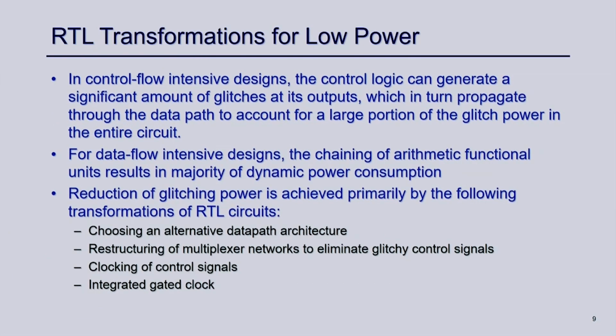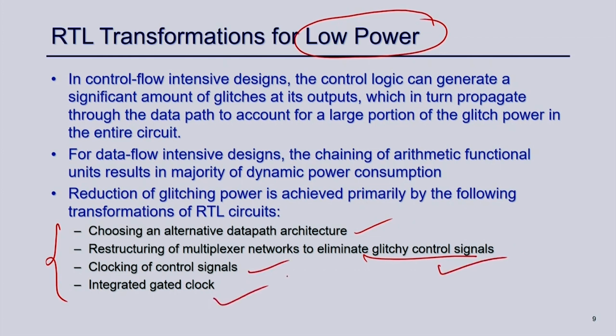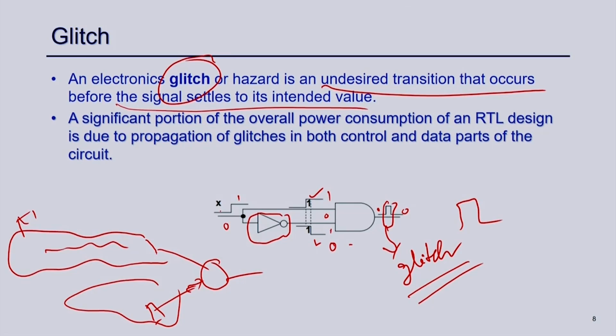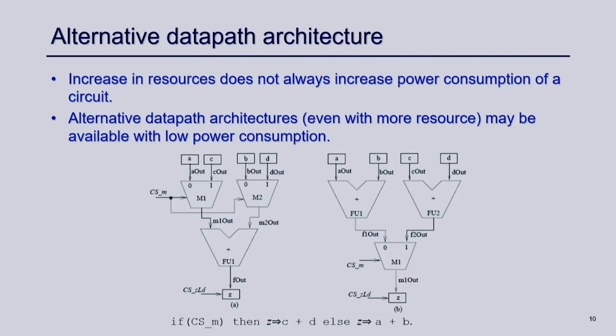So, based on that, there are certain transformations that can be applied on an RTL circuit to improve low power. For example, choosing an alternative data path architecture, restructuring the multiplexer network to eliminate glitchy control signals, then clocking control signals, and integrated gated clock. These 4 techniques you are going to understand, which effectively try to reduce the glitch in your design. So, here is the first example.